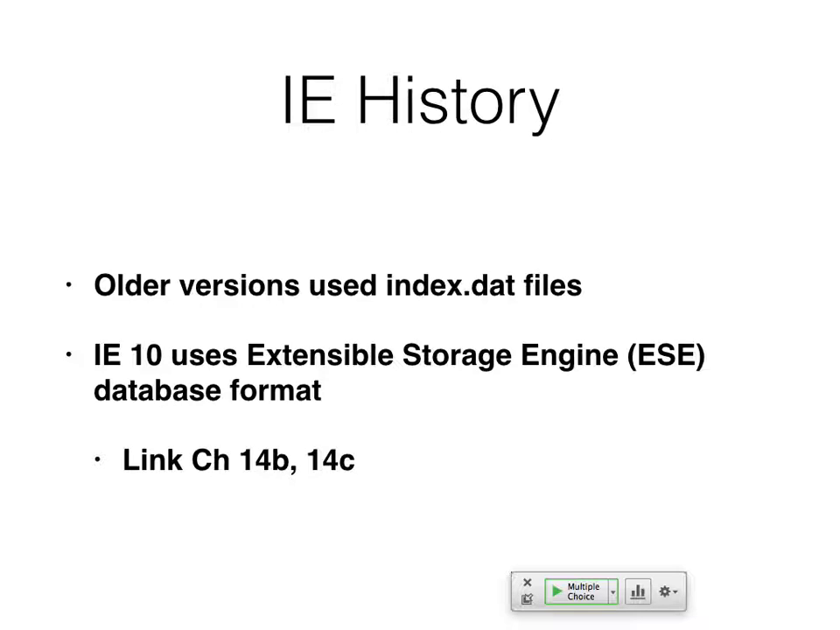Anyway, so IE has a history file. We talked about this. The older versions of IE stored in these proprietary binary index.dat files that you had to get a special viewer for. In IE 10, Microsoft moved to something called the Extensible Storage Engine database format. And I'm not quite sure what Edge uses. Edge being the new thing that replaces IE entirely in Windows 10, I think Millennium Edition, or whatever it's called.